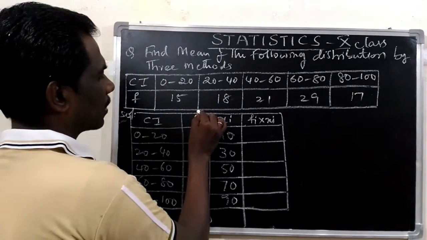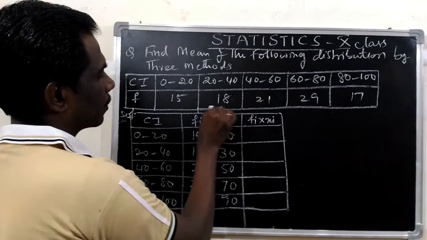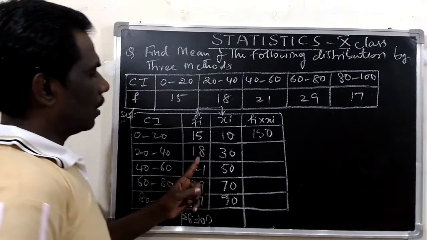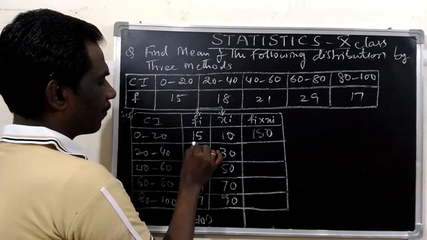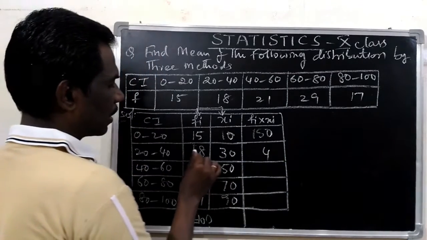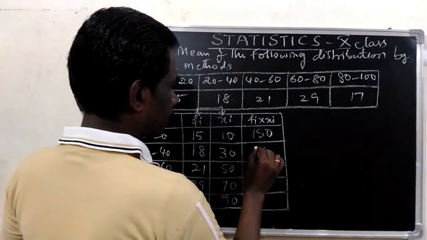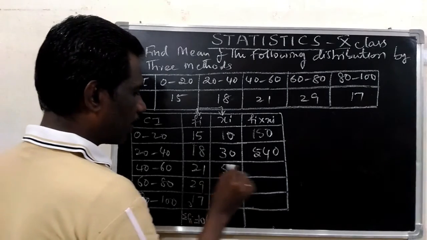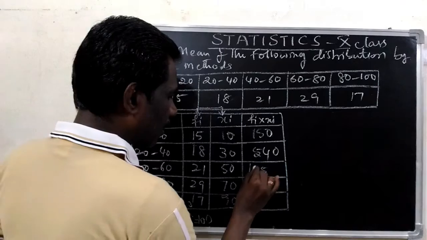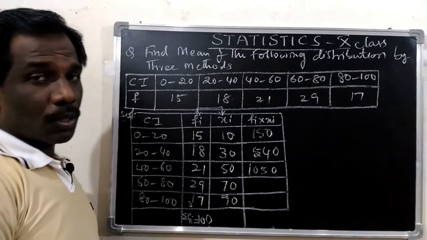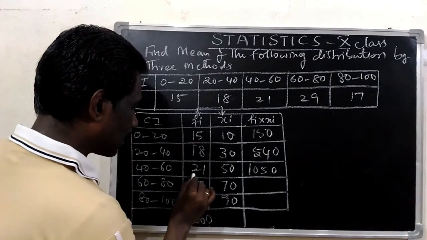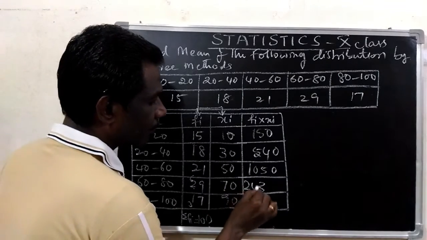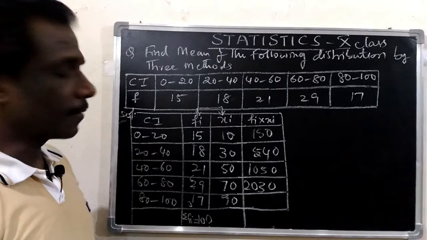Now I am going to find fi into xi. So this is fi and this is xi. I am going to multiply these two columns. 15 tens are 150. 18 into 30: 3 8s are 24, and 3 1s are 3, 3 plus 2 is 5, and write this 0. So it is 540. And 5 1s are 5. 5 2s are 10, and write this 0. This is 1050. 7 9s are 63. 7 2s are 14. 14 plus 6 is 20, and write this 0. This is 2030.